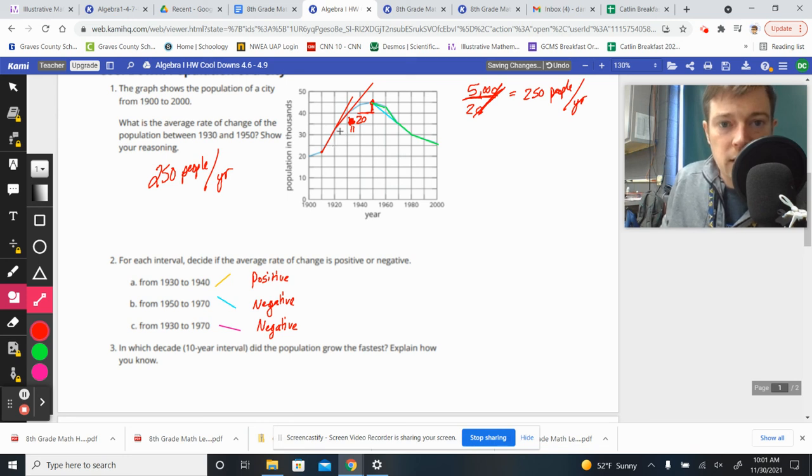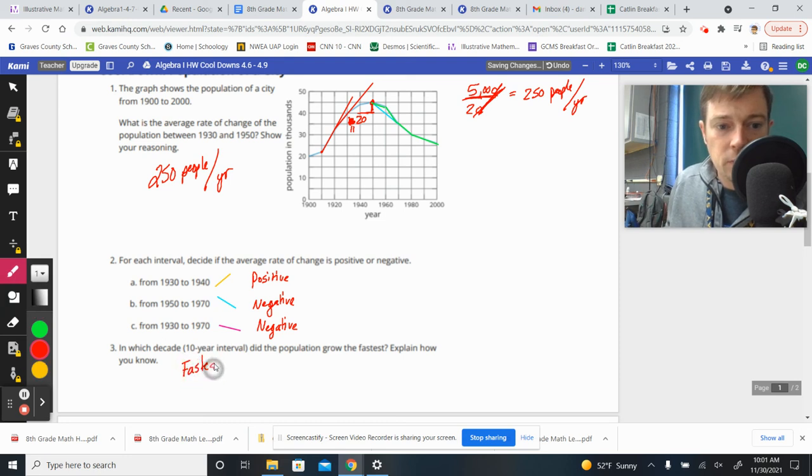So it looks like the teens. It grew faster in the teens than the 20s. So I'm going to say fastest from 1910 to 1920. And I know that because the slope of its line is steeper. That's how I know it's faster.